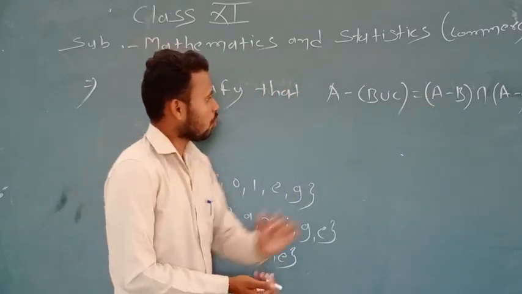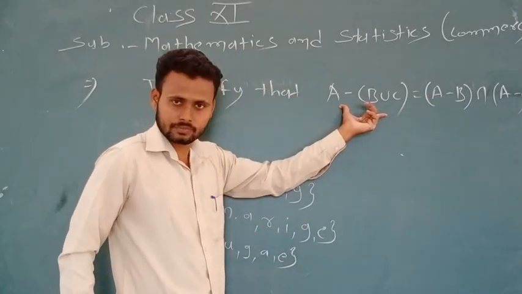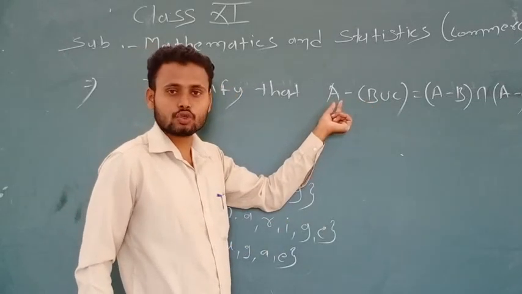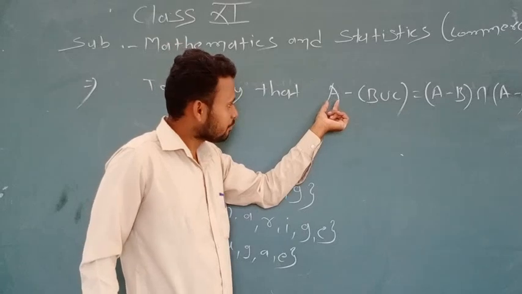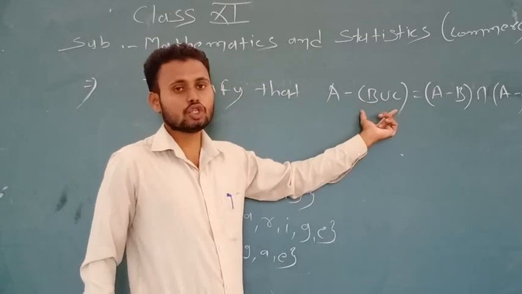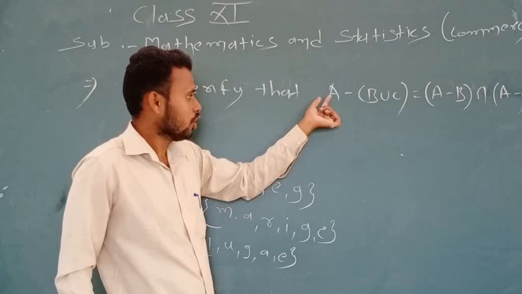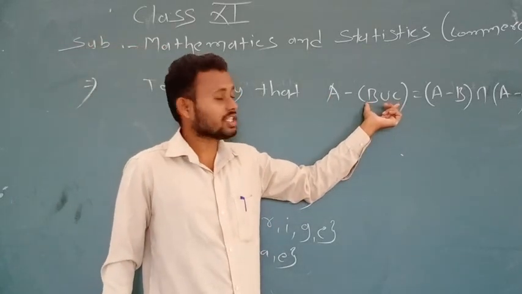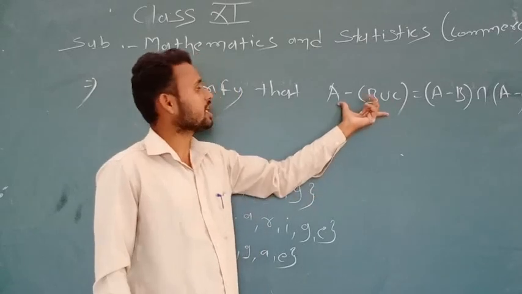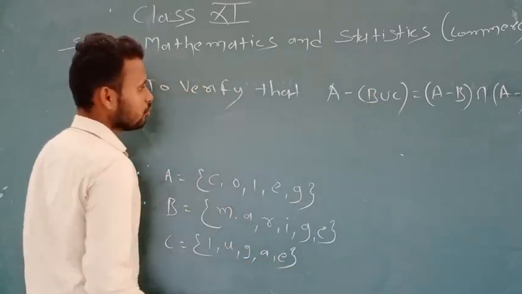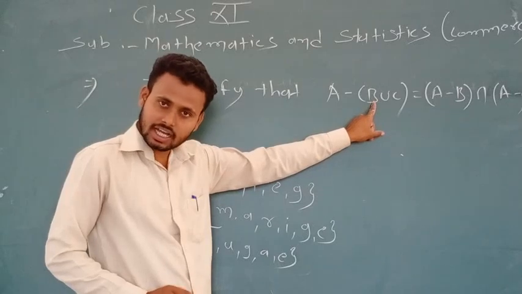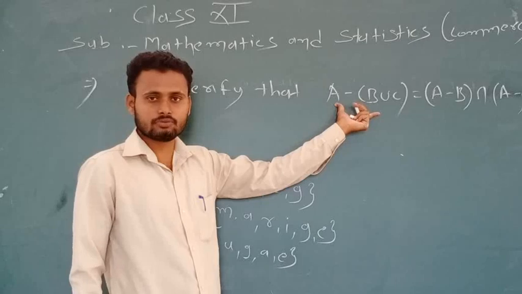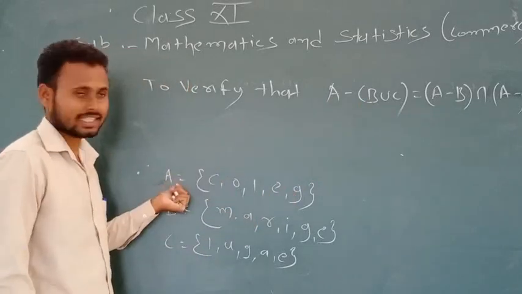Therefore in the next line, first we will find the value of that. Now in the left hand side there is the difference between two sets, between A and the set B union C. Now set A we already have, but we have to find the set B union C. Then we will take this difference between set A and B union C.